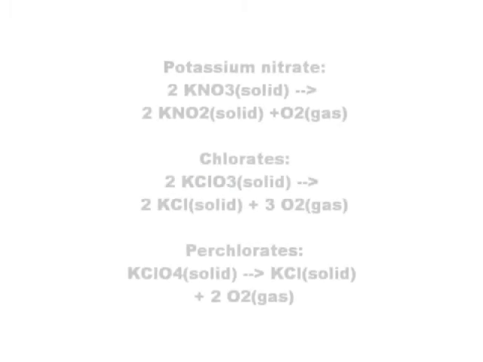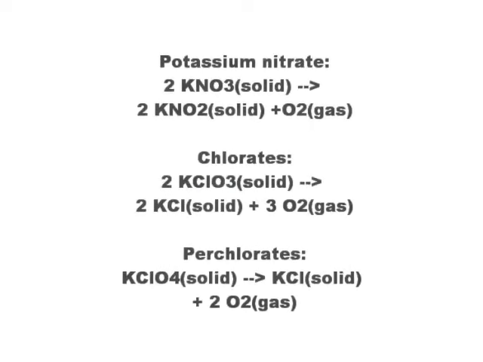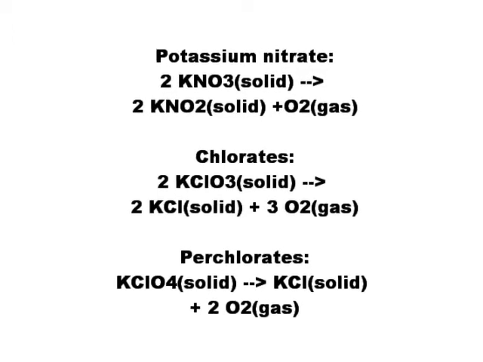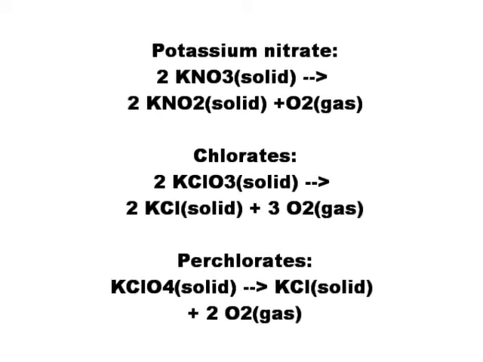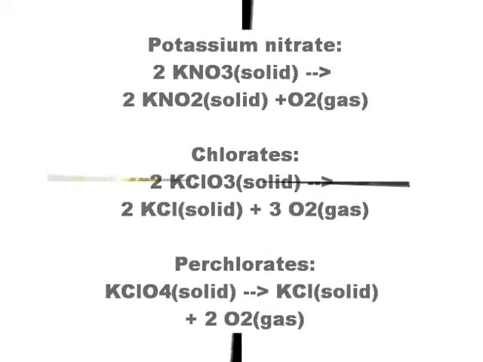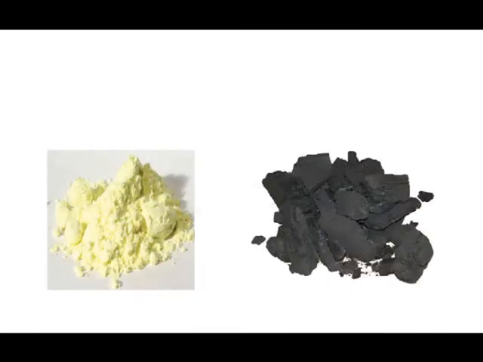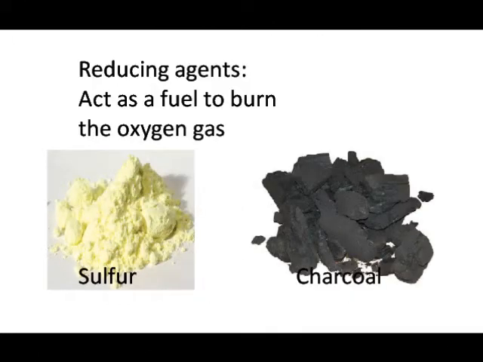Sparklers which contain oxidizers such as nitrates, chlorates, or perchlorates produce oxygen gas to burn the mixture based on these few equations, depending on the type of oxidizer used. Reducing agents like sulfur and charcoal will act as a fuel to burn the oxygen gas produced. Two reducing agents can be added to increase or decrease the rate of reaction, acting as regulators for the reaction to proceed.